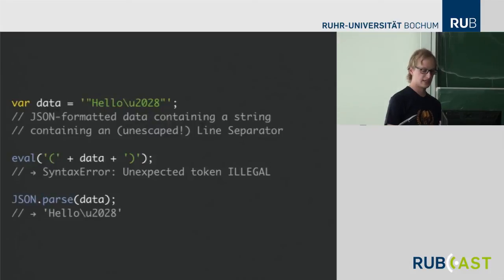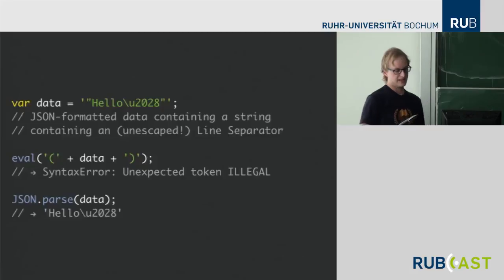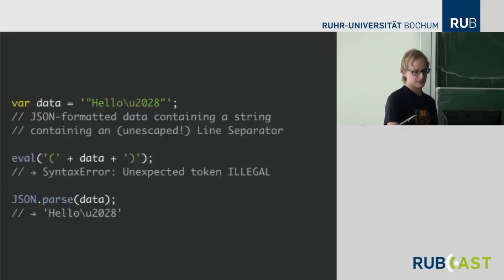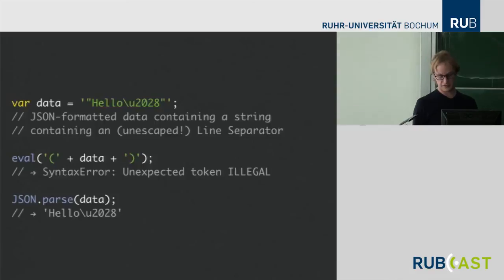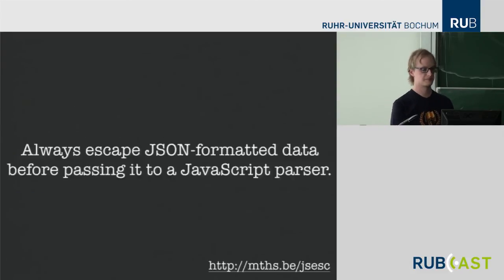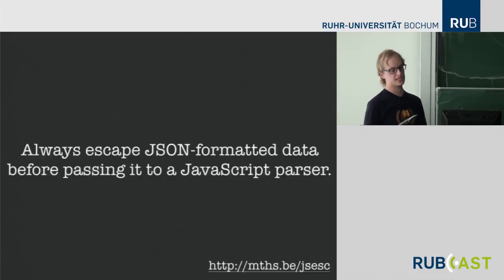So if you have a string containing JSON formatted data, you can use JSON.parse to unserialize it. And eval is unfortunately often used as a fallback for older browsers that do not have a JSON.parse implementation. But depending on which characters the data contains, running the data through eval might throw an error. Of course, you shouldn't be using eval in the first place, but there might be other situations where you pass JSON formatted data to a JavaScript parser of some sort. And in such cases, you should always make sure that you escape JSON formatted data before passing it on.